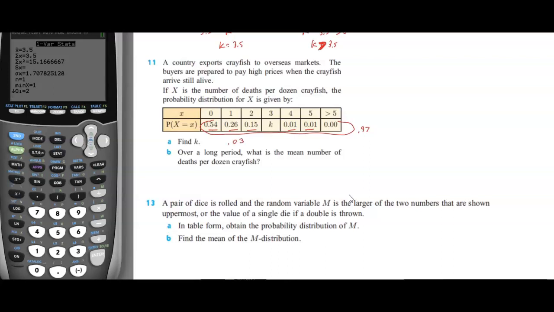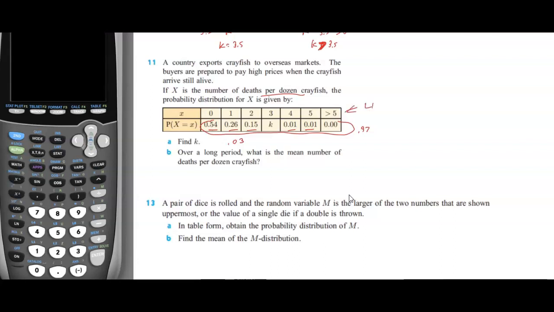Over a long period, what is the mean number of deaths per dozen crayfish? Okay, so this is the deaths per dozen crayfish. So like most of the time, 5 or less die, right? If we wanted to figure out the mean, we could put these into L1, and we put these into L2, and then we do 1-Var Stats, right? And that'll give us the mean. Basically what we're doing is we're multiplying these together, and we add them all up. That's what 1-Var Stats does. So why don't we do that?